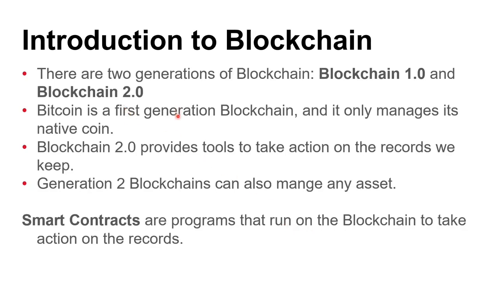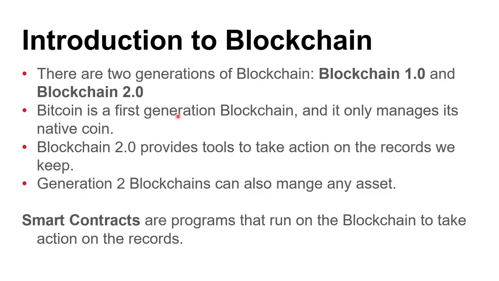Generally today, there are considered to be two generations of blockchain. Blockchain first generation would be Bitcoin. Blockchain second generation is where we can actually write applications on the blockchain. So a first generation blockchain, well, let's just say that with Bitcoin, it only manages its native token or its native coin. It doesn't do anything else.